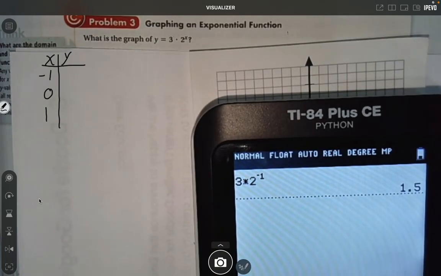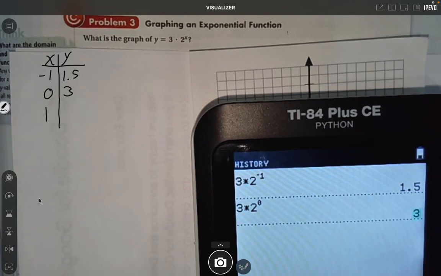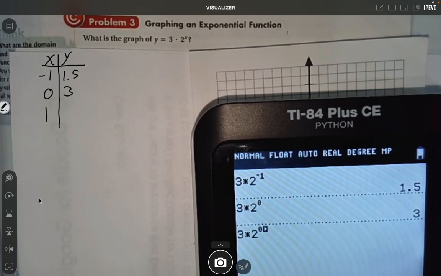That's not too bad to graph. I can graph 1.5. All right, now let's plug in 0. I'm just going to scroll up on mine and plug in 0. Okay, and then I get 3. So that's that one. And then I'll plug in 1. And I get 6. And then I'm ready to graph. How was that? That's actually not really even that bad either, I don't think.